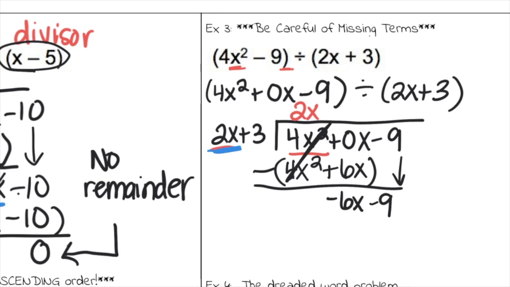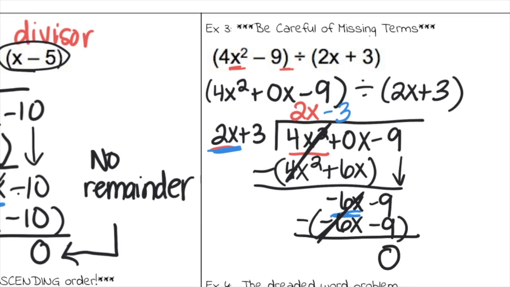All right, so we're going to do it again. What do I need to multiply 2x by to give me negative 6x? So that's going to be negative 3. Negative 3 times 2x is going to be negative 6x. And then negative 3 times 3 is going to be minus 9. Subtract. Negative 6x minus negative 6x is canceling. Negative 9 minus negative 9 is also going to equal 0. So again, I have a remainder of 0. But again, my answer is the quotient that we would have gotten with that division, which would be 2x minus 3.